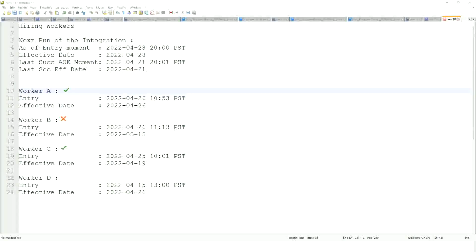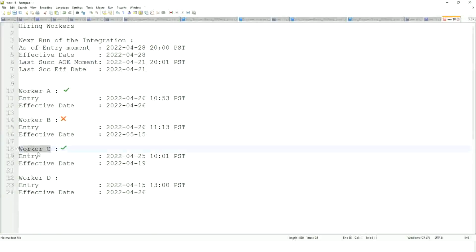Now you see, the effective date was the 19th of April. When was the last run of the integration? When did it run the last time? 21st of April, right? That's the time the integration last ran. Correct. We all agree to that. Shouldn't worker C be included in the previous run? And now, if we include it again, shouldn't it cause a duplicate? So on the 21st of April, could it have been included? No, right.